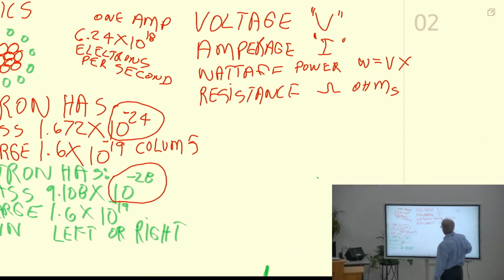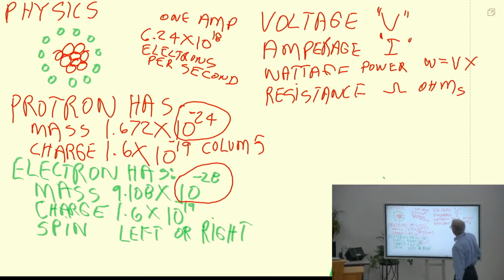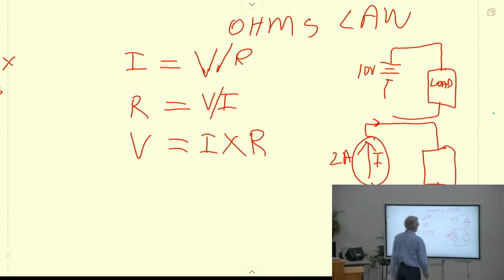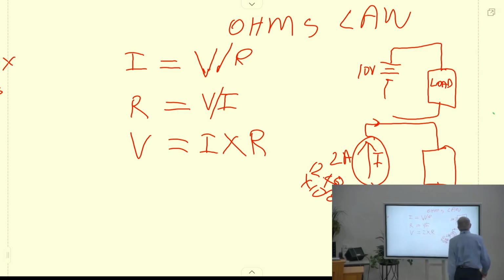Right. So remember, we said 1 amp is 6.24 times 10 to the 18th electrons. So we have a current source, and this guy pumps out 12.48 times 10 to the 18th electrons. So our current source is going to pump that many electrons out.